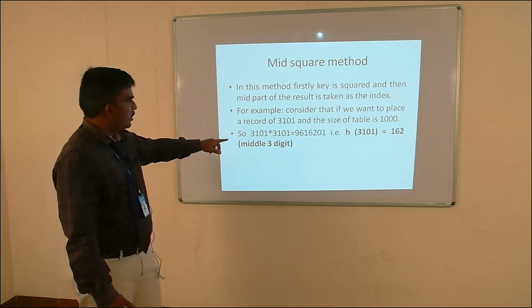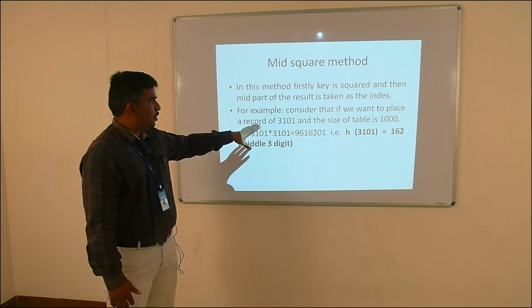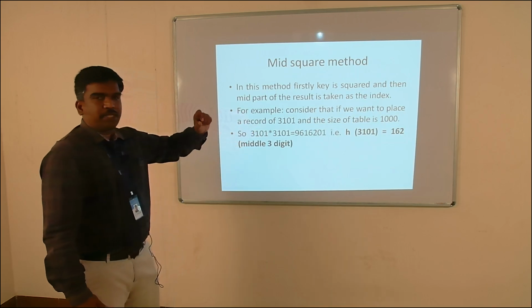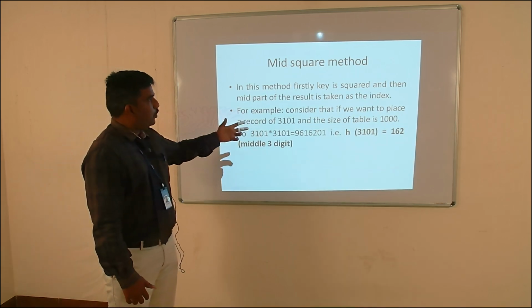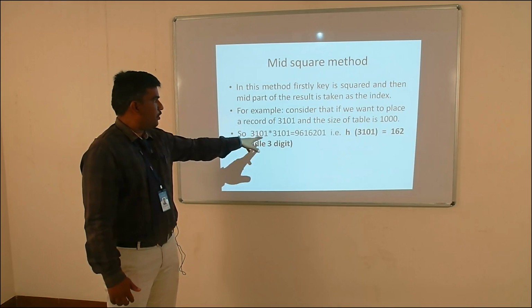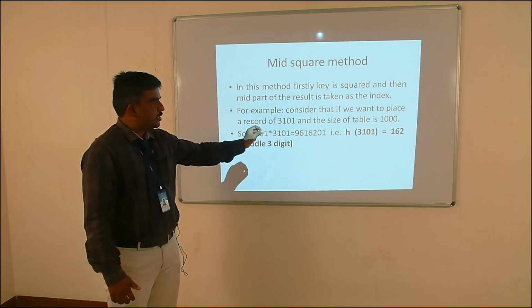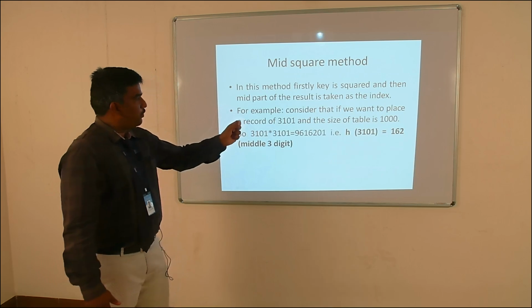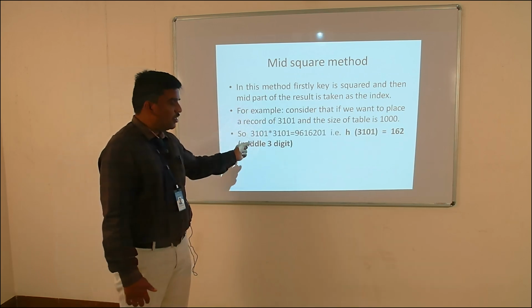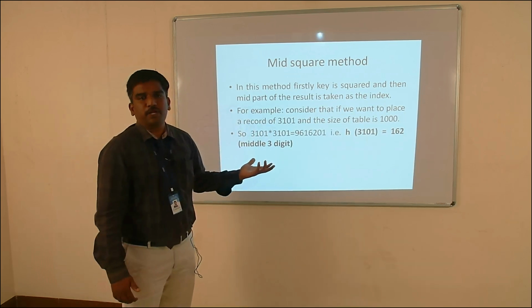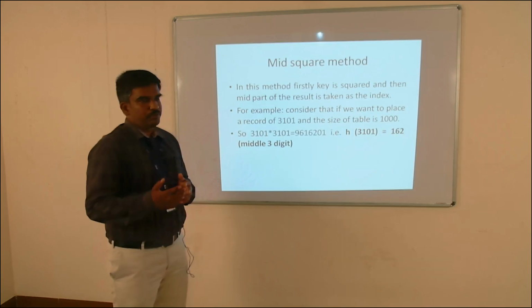You can see here the value is 3101 and the size of the table will be 1000. We have to square this number. 3101 squared gives 9616201. The mid value will be 162, the mid 3 digits. It will be the index value, right? That is where the value will be stored. Next.